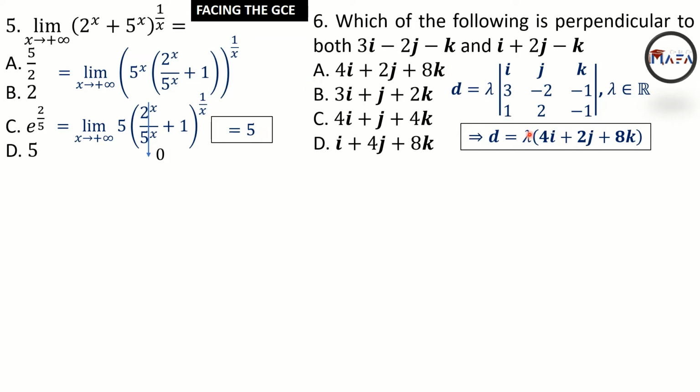If lambda was 2 and maybe option A was not there, you would have 8i plus 4j plus 16k. You see the answer is also correct. So that's why on a general basis we need our lambda to be there. And if we don't see the vector which is perpendicular to both of the vectors, we start using various values of lambda. But in this case, if lambda is equal to 1, then we just have option A. So we are good to go. Option A is correct.